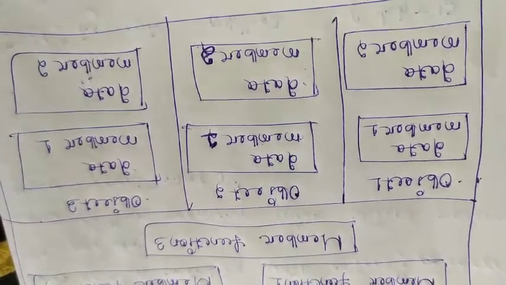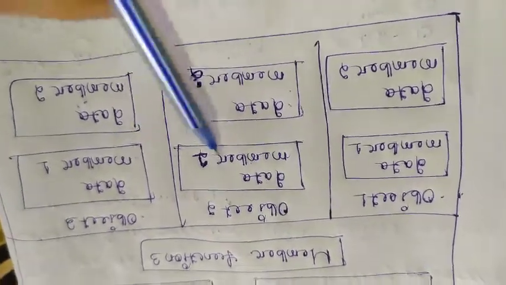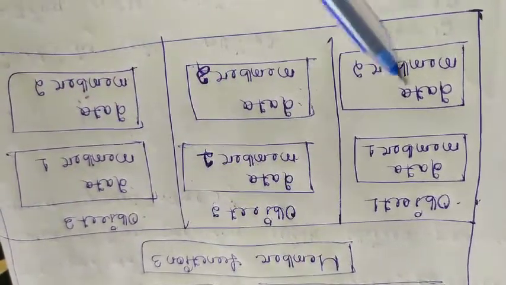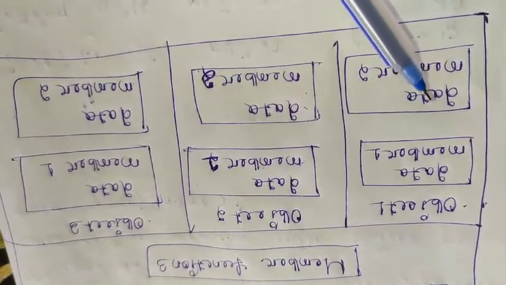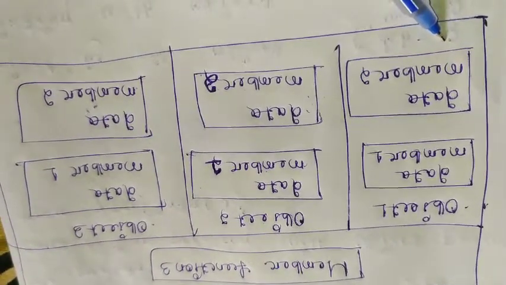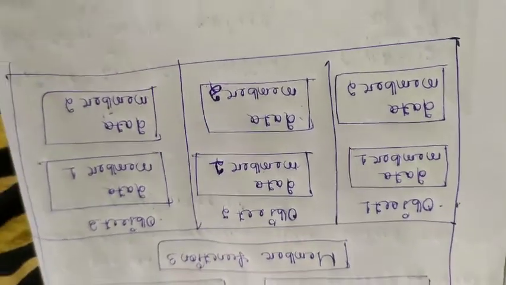That means when a member function is called, it is automatically passed an implicit argument, that is, a pointer to the object that invoked the function. Let me write.